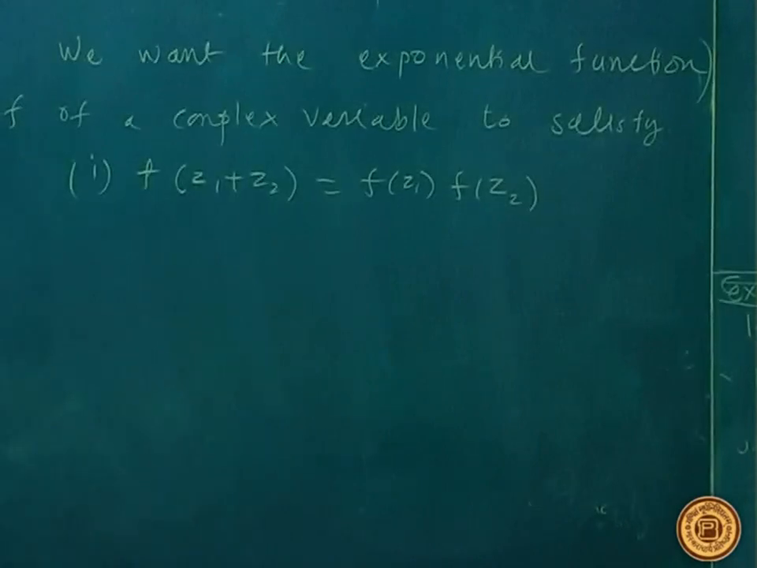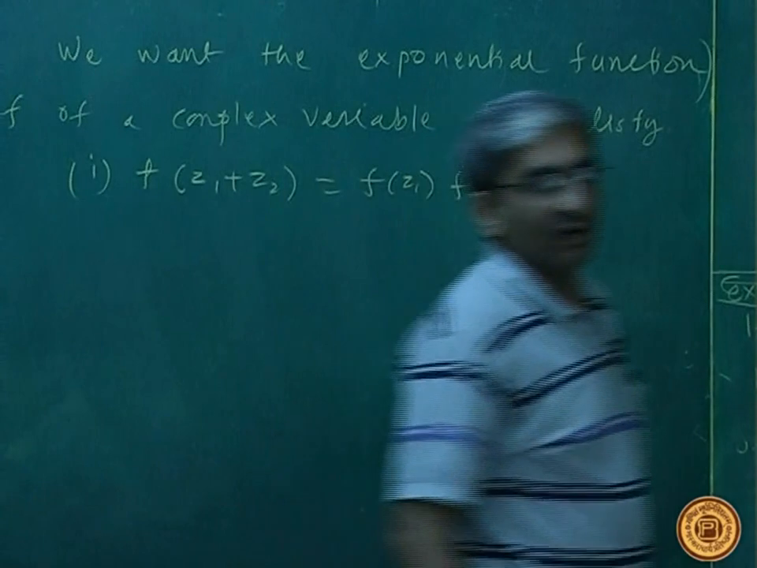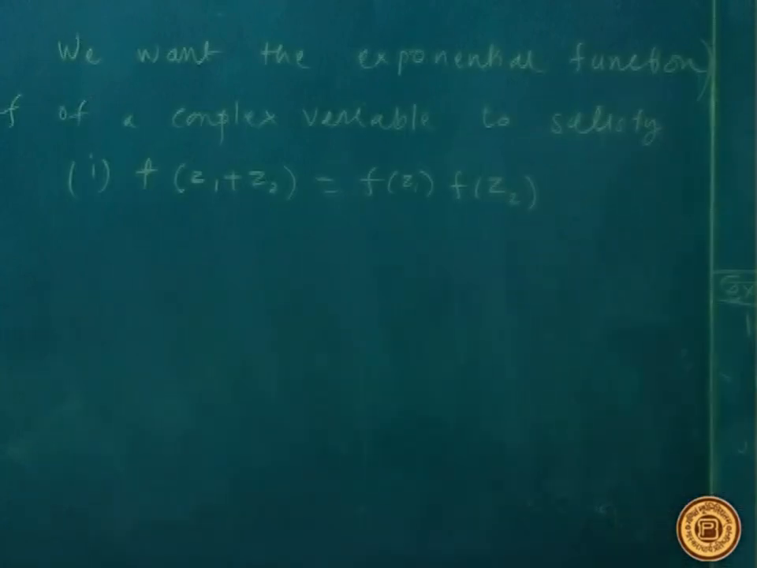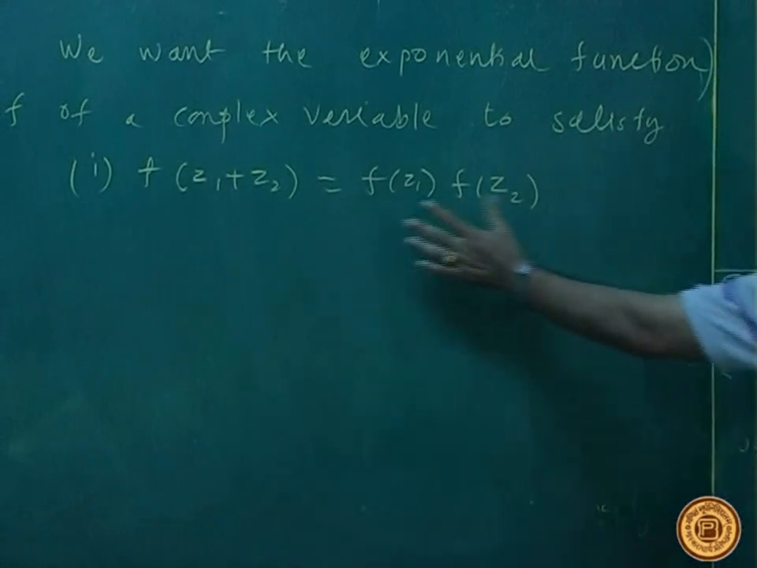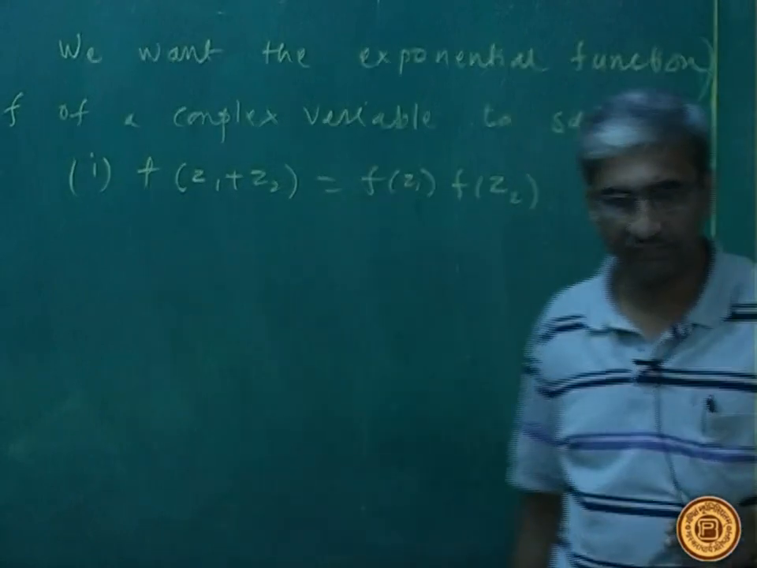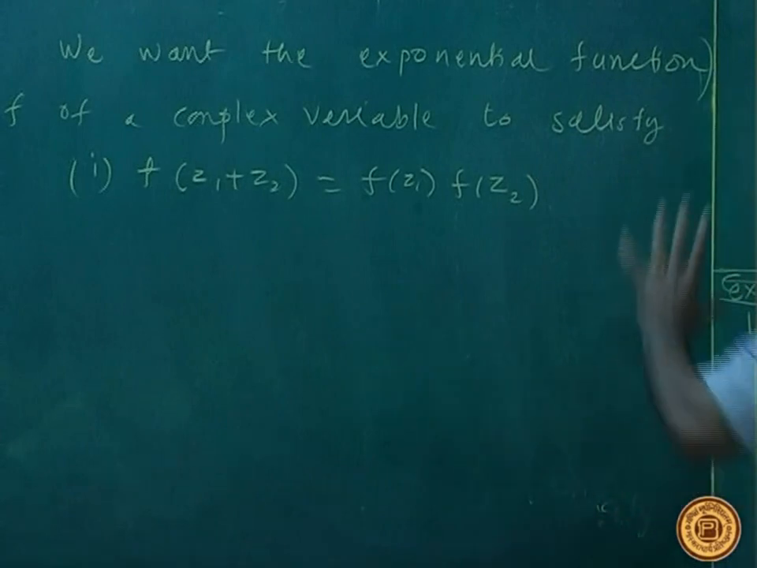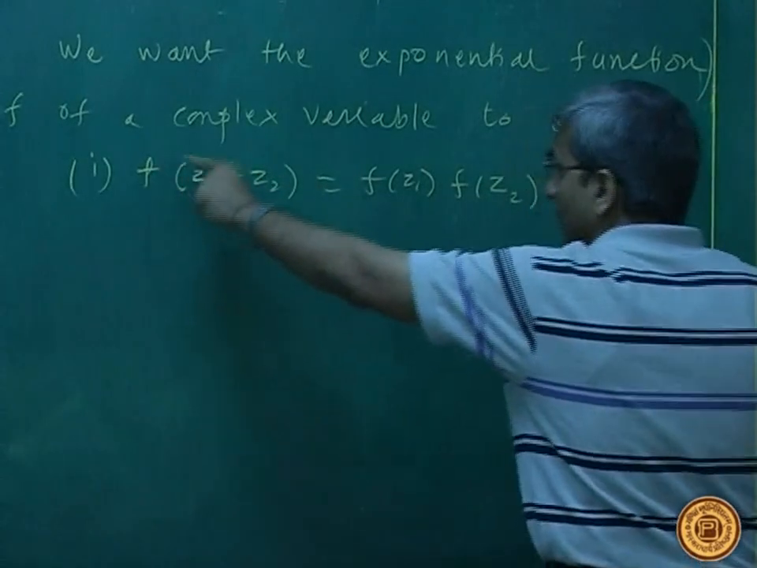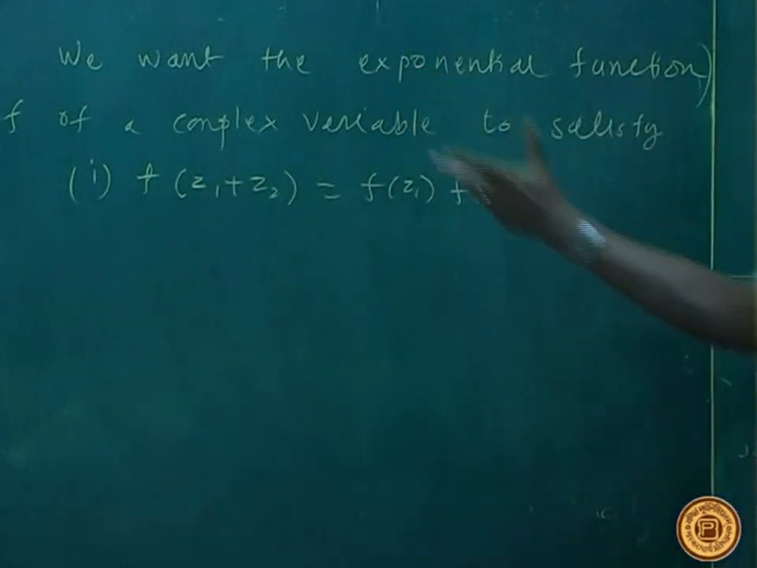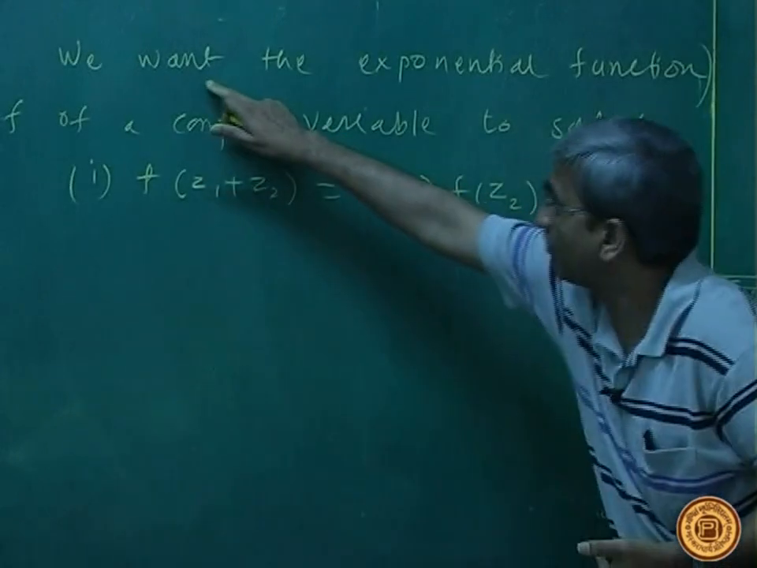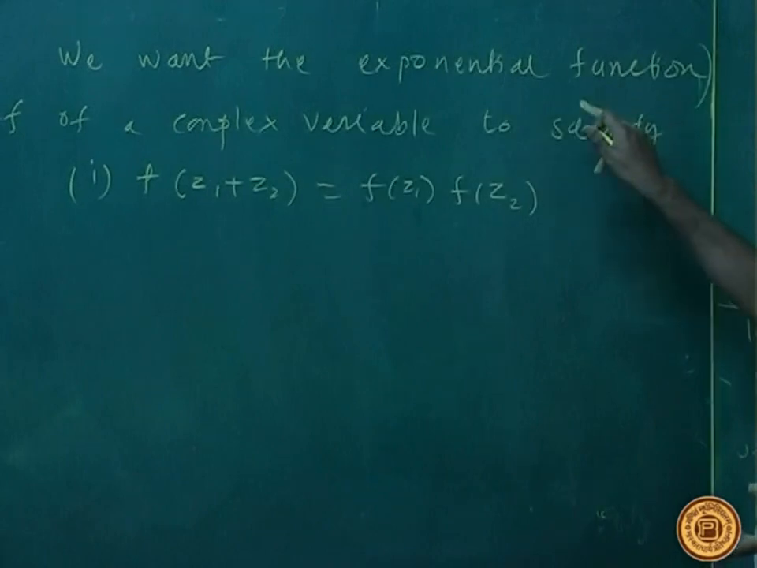I have not yet defined the exponential function, but whatever definition I give, I want that function to satisfy this: that is, e to the power z1 plus z2 should come out to be e to the power z1 into e to the power z2. This f I want to define, but whatever f I define, I want this. So I am writing desirable properties, the properties that I want the exponential function to satisfy. I want these properties for the exponential function.